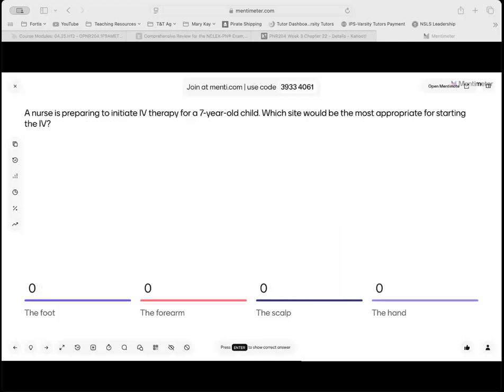Here we're getting ready to start an IV in a 7-year-old. So where is going to be the best location for that IV?